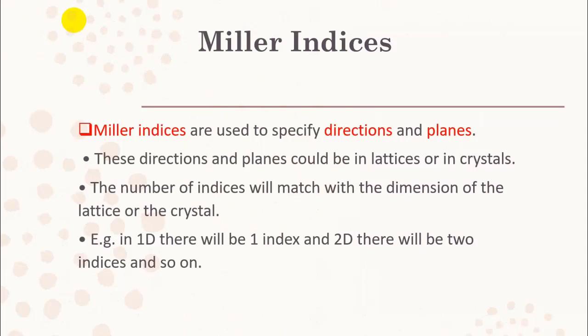Miller indices are used to specify directions and planes. These directions and planes could be in a lattice or in crystals. The number of indices will match the dimensions of the lattice or the crystal. For example, in a one-dimensional lattice there will be one index, and for a two-dimensional lattice there will be two indices, and so on.